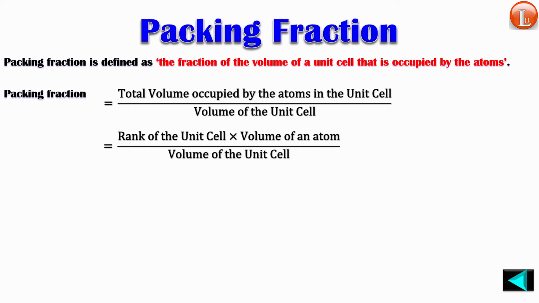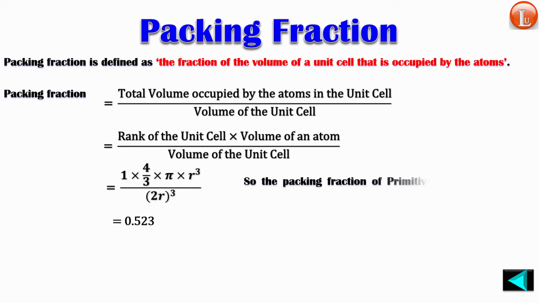Now for a primitive cubic, rank is 1, volume of an atom is 4/3 πr³, and volume of the unit cell is A³. And we already know the relationship between A and R. A is 2R. So I substitute A with 2R and I get 1 into 4/3 πr³ upon (2r)³. R³ gets cancelled and the value I get is 0.523. This means that of the total fraction of the unit cell's volume, 0.523 is the volume occupied by the spheres, which means 52.3% of the unit cell's volume is being occupied by the spheres.